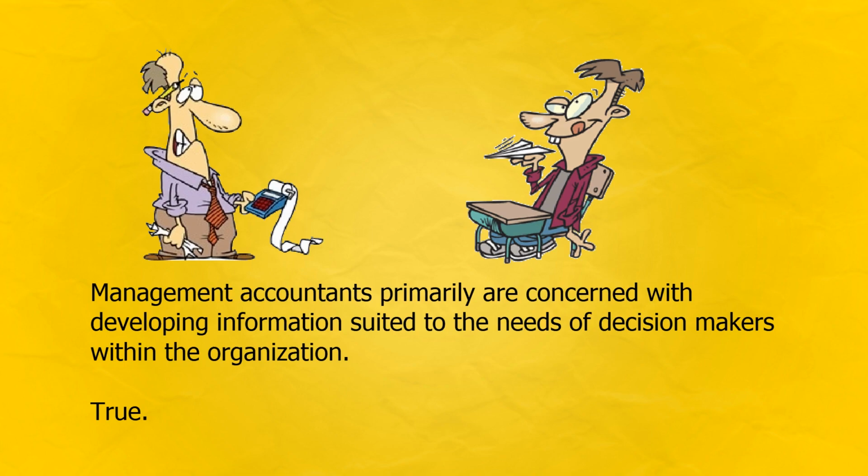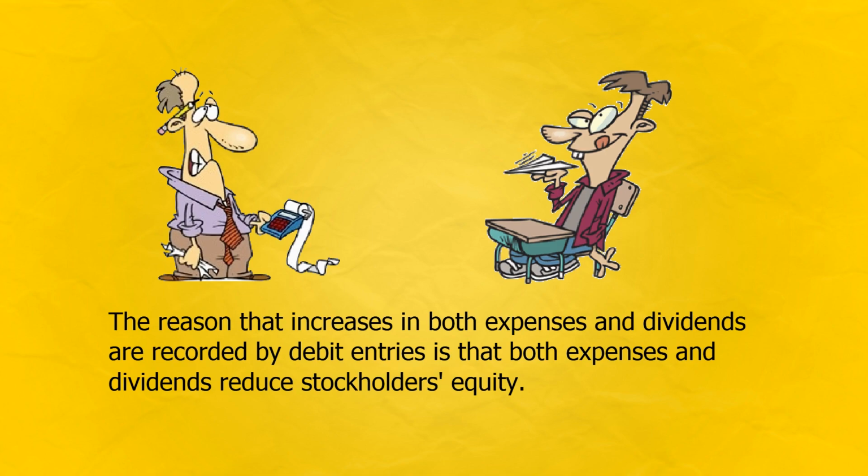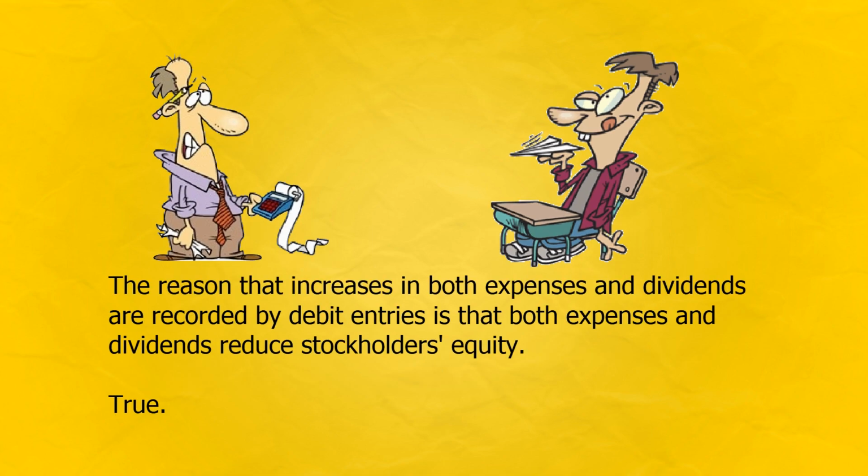Financial accounting provides information for people inside the company while managerial accounting focuses on information for people outside the company. False. Financial accounting provides information for people outside the company while managerial accounting focuses on information for people inside the company.